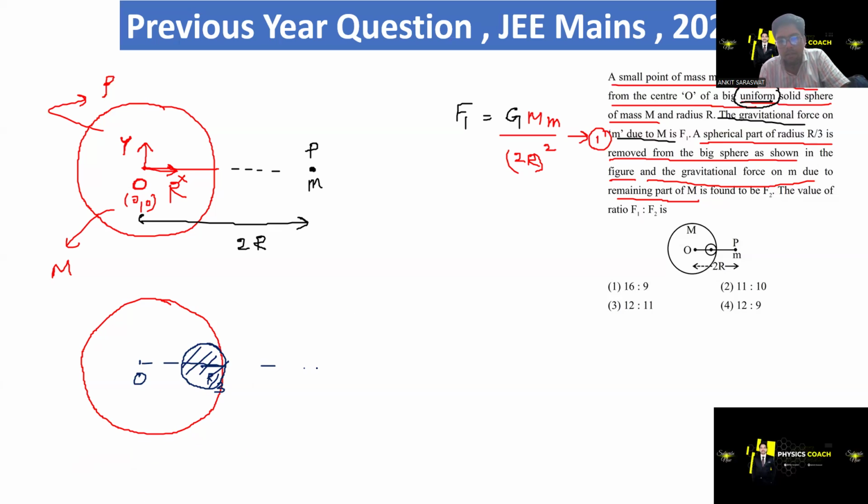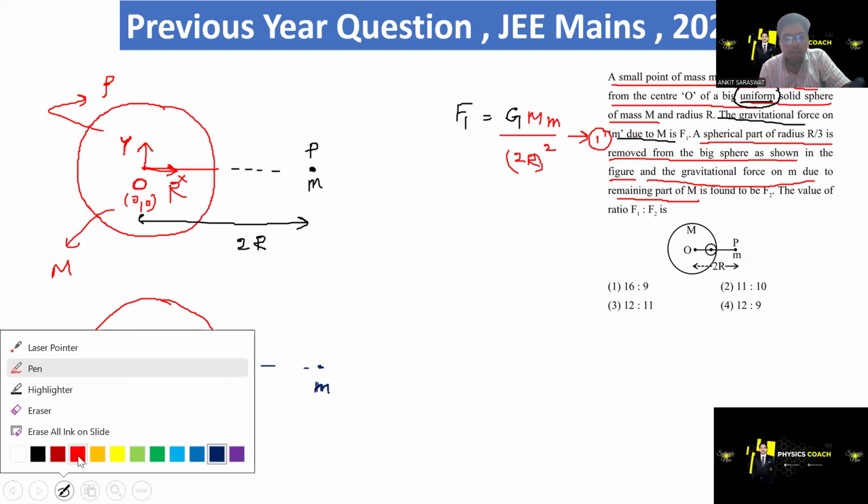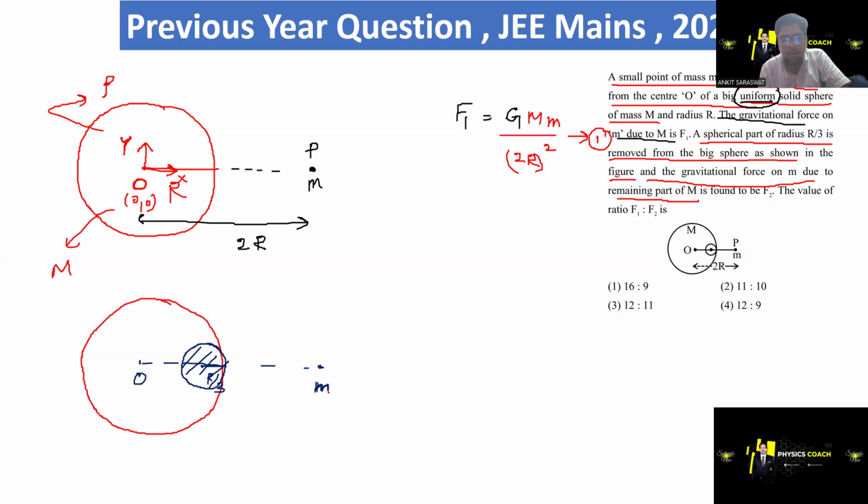The point mass is here, placed at the same distance. One thing you should notice is that we are not changing the location of this point mass. It is still at the same place. This is r by 3, the radius of the portion we have cut. So from here to here, how much distance? r by 3 plus r, so 4r by 3.